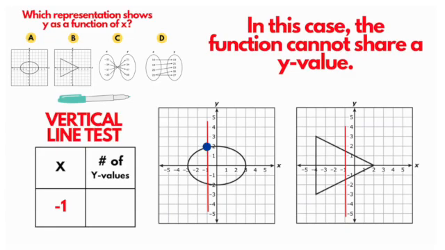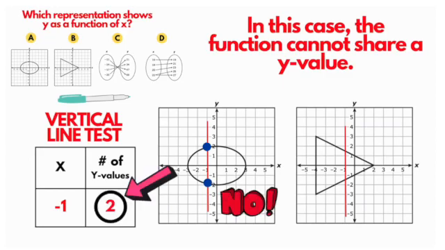So starting with the oval, we've got a point in quadrant 2 and a point in quadrant 3. So that has two values. So that one does not work. Let's look at the triangle now. We've got an intersection point in quadrant 2, and we have an intersection point in quadrant 3. That's two values. So neither of those work. So that will be able to eliminate A and B.